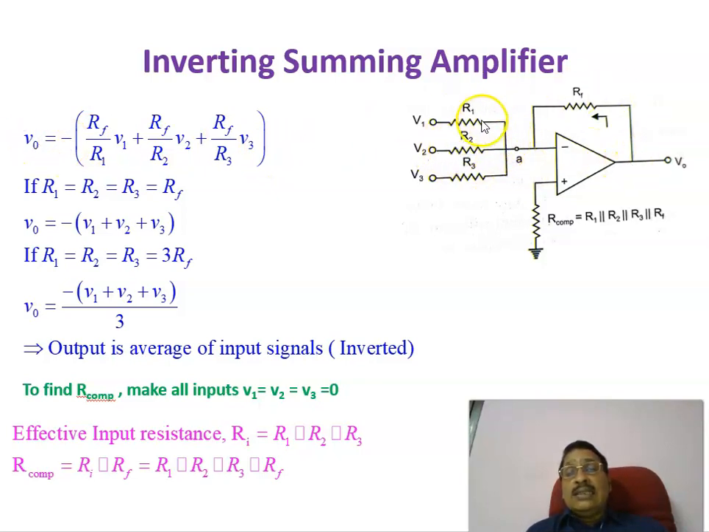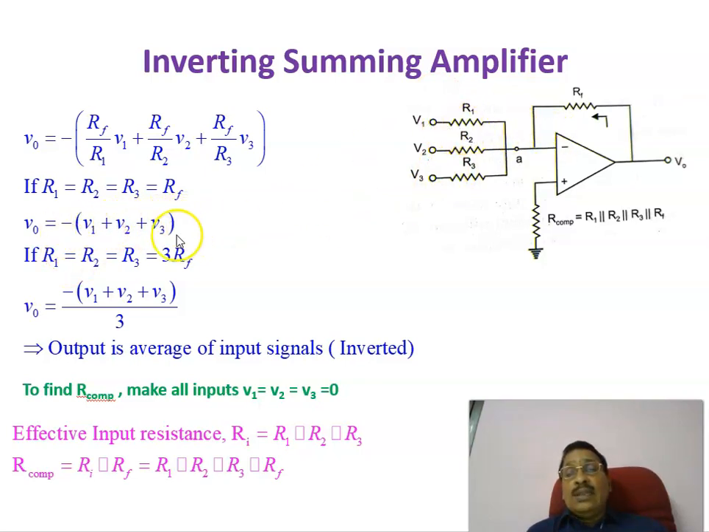Now in certain cases we assume that R1 equal to R2 equal to R3 equal to Rf, which is equal to R. All these resistors are equal. If you substitute here, if R1 equals Rf, the ratio is 1. Similarly, R2 equals Rf, 1, and R3 equals Rf, 1. So the output voltage equals minus of V1 plus V2 plus V3. Therefore, the output voltage is a summation of the input voltages with an inversion.